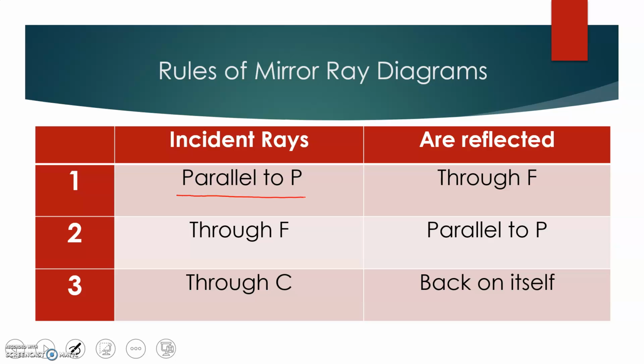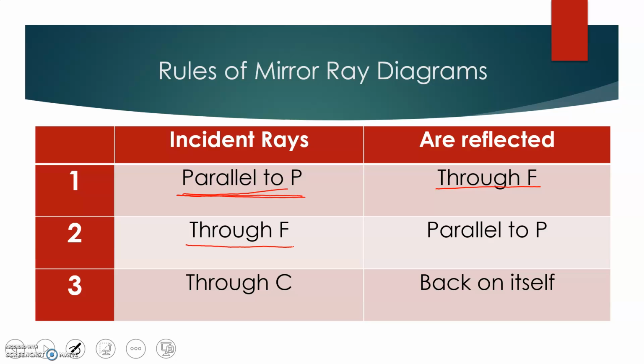So this incident ray is parallel to P, and I'm going to show you how we draw that to give you a visual. And then once you draw parallel to P, it's going to reflect through F. So you're going to draw a line through F. Our second step is our second incident ray. Our second incident ray would be through F. So we had our first incident ray, which is parallel to P. Our second incident ray is through F.